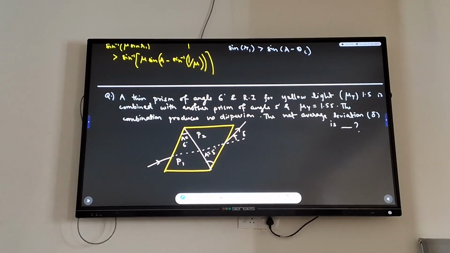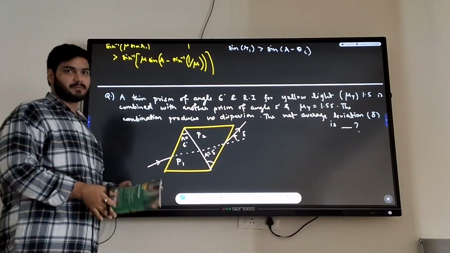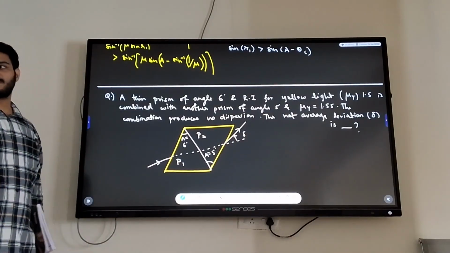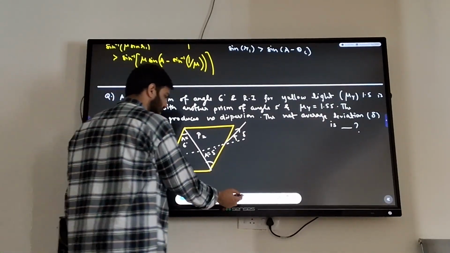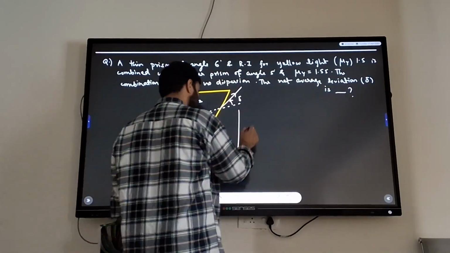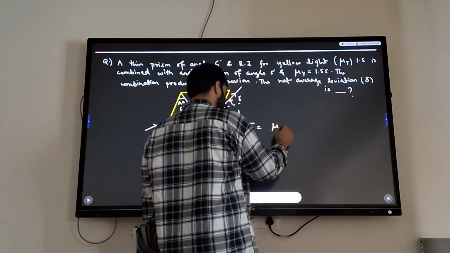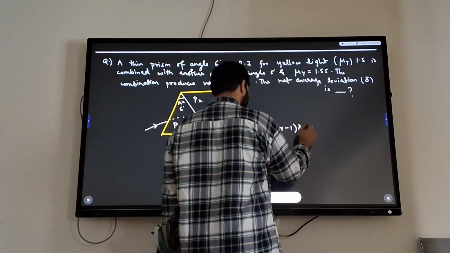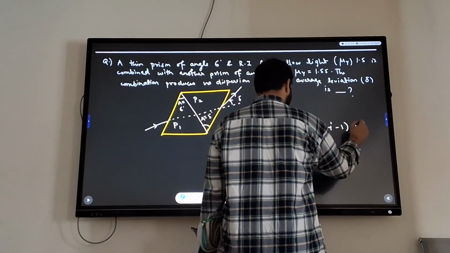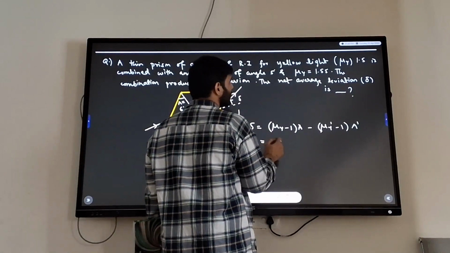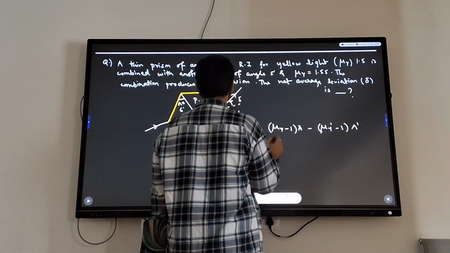Okay, then I'm starting with the question. I think this is a case of no dispersion and some deviation. Then how to find the delta? I've given a direct formula. Delta is equal to (mu y minus 1) A minus (mu y dash minus 1) A dash. And now we just put it in and get the answer.